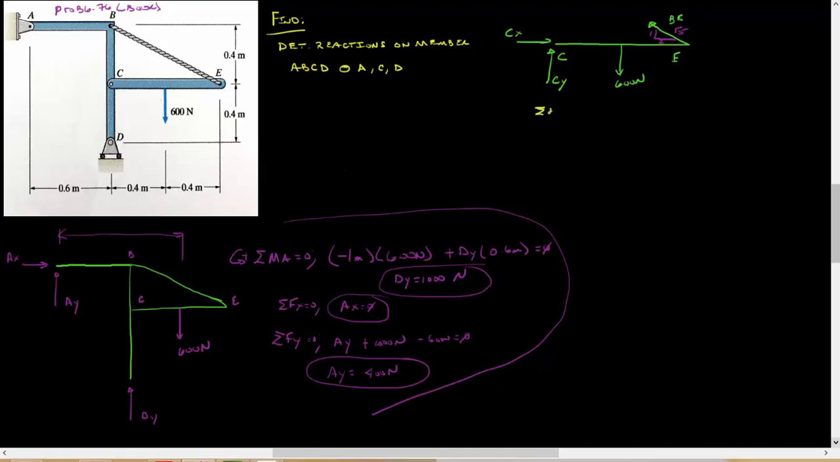CY. So if I sum my moment about point E, I would get -CY times 0.8 meters plus 600 newtons times 0.4 meters is all equal to 0. So CY is going to equal 300 newtons. All right.